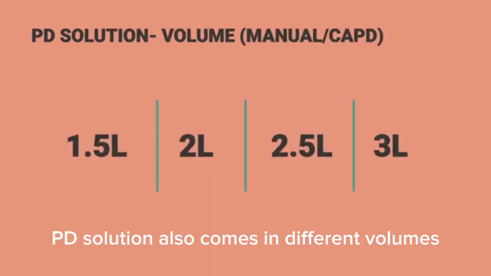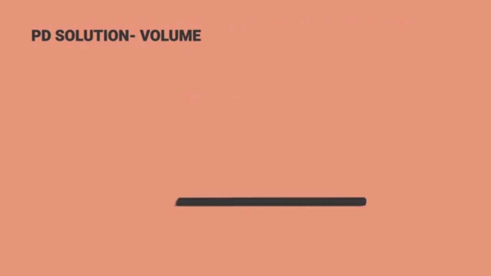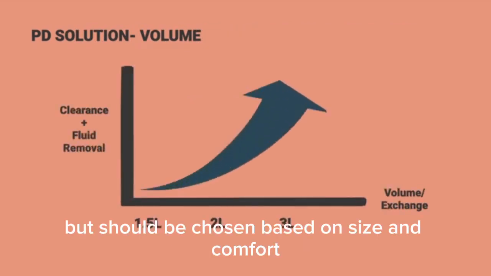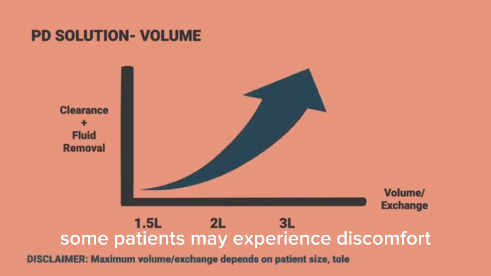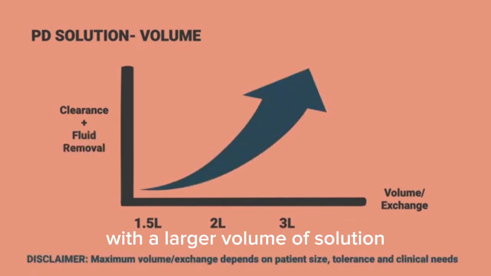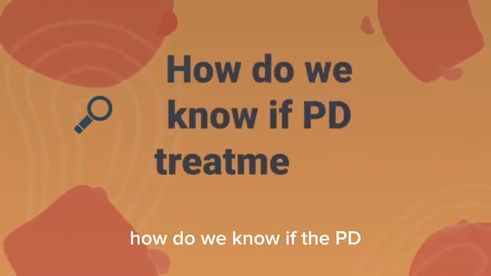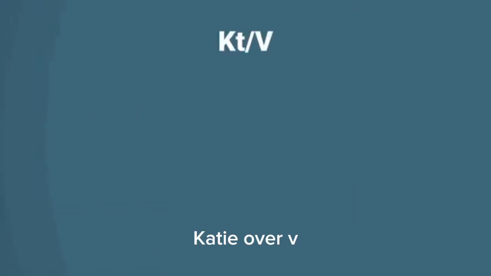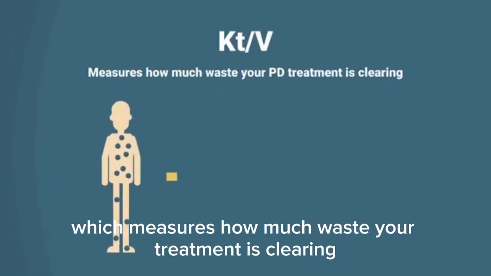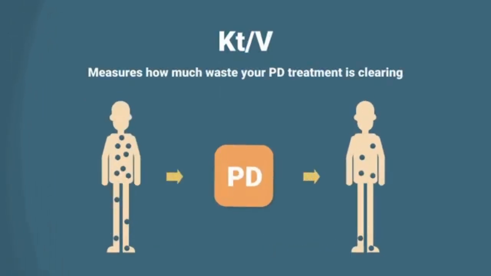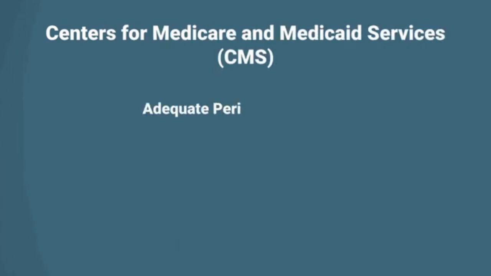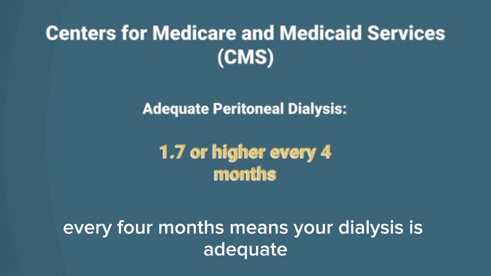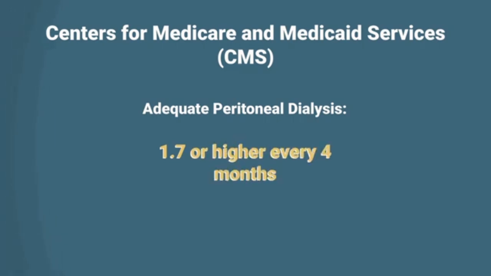PD solution also comes in different volumes. Larger volumes enhance filtration, but should be chosen based on size and comfort. Some patients may experience discomfort with a larger volume of solution. How do we know if the PD treatment is working? The answer is KT/V, which measures how much waste your treatment is clearing. According to Medicare guidelines, a KT/V of 1.7 or higher every 4 months means your dialysis is adequate.